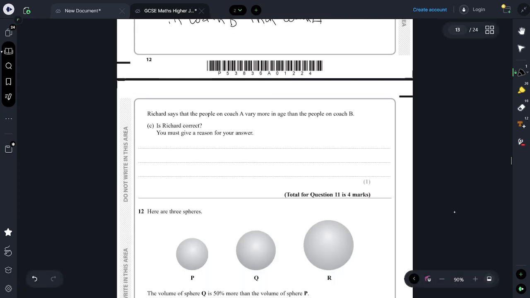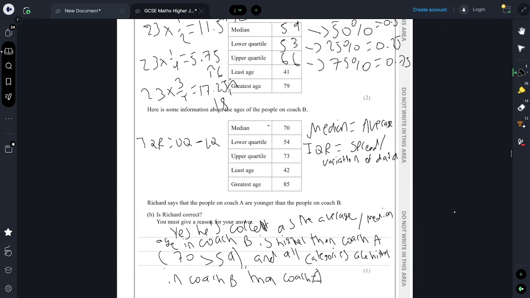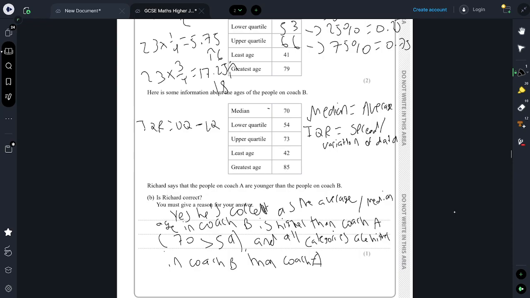Okay, so then it says Richard says that people vary more in age than Coach B. That's on about the IQR. So if we're going to comment on the variance or the spread of the two data sets, we're going to need to compute the IQR of both of them.